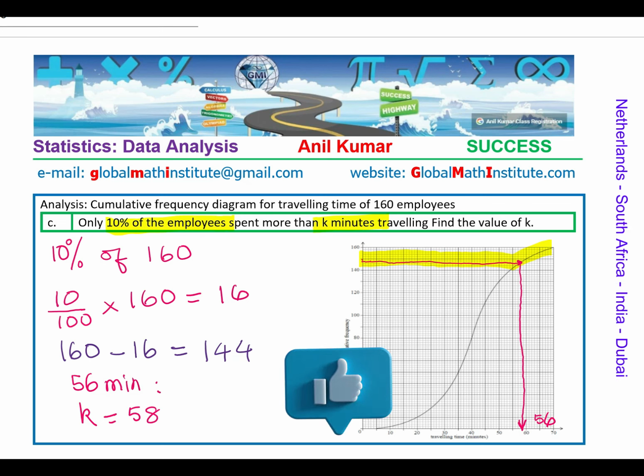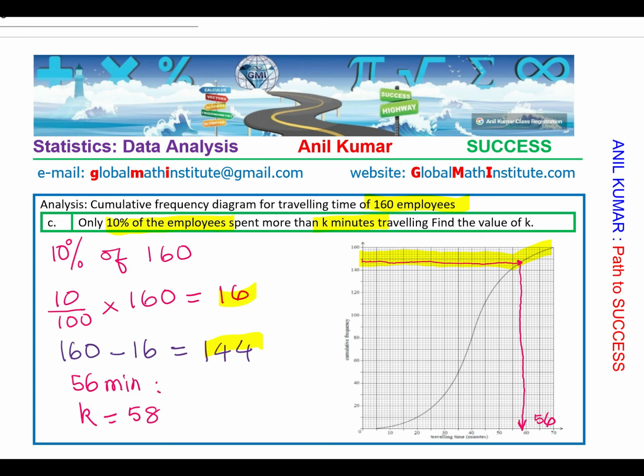So the steps involved are: there are a total of 160 employees. Find 10% of that, which is 16. Take away 16 so that you know the upper 16. 160 minus 16 is 144. Use the graph. From 144, you hit the curve and then come down to see the time they take. That gives you the value of k as 56. Actually, 56. I wrote 58. Okay, 56, so k is in minutes. We'll write 56 as our answer. Is that clear to you?